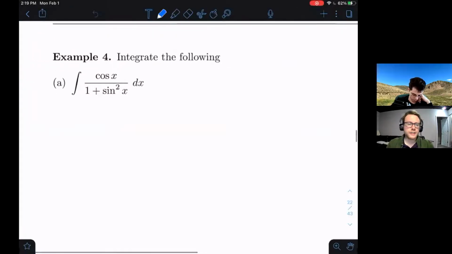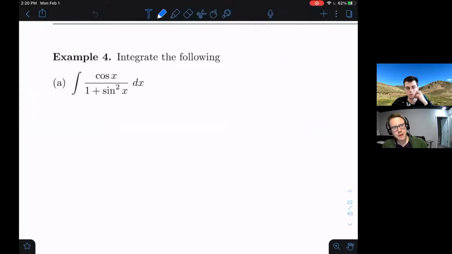All right, here we would like to integrate cosine divided by 1 plus sine squared. And again, this is quite a complicated integral. And remember, I've told you guys on multiple occasions, whenever you have a complicated integral, our only real technique right now is u substitution, right? So we're going to try u substitution.